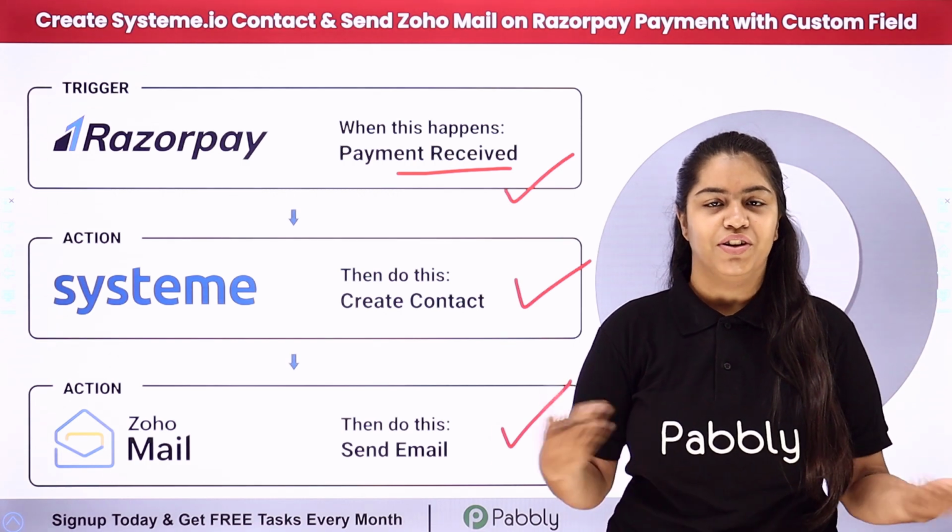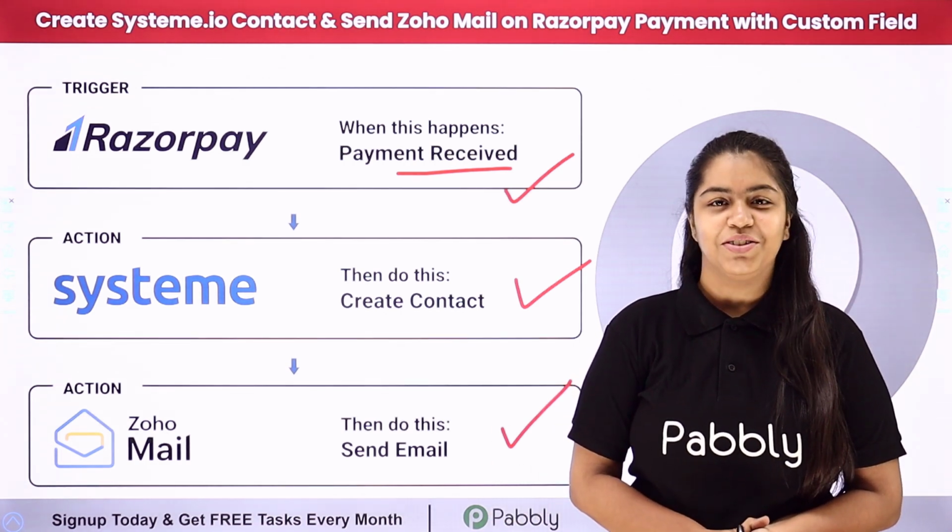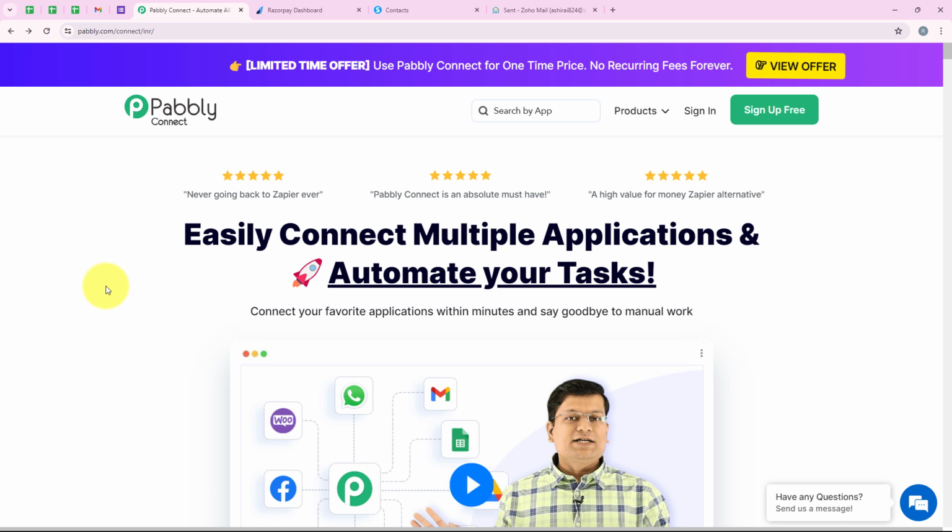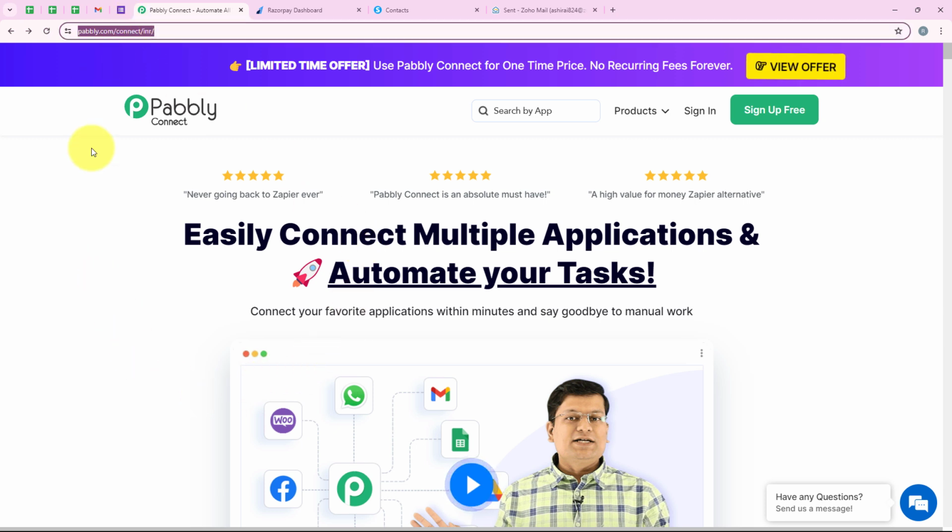So if you also wish to learn this process step by step, follow me through the screen. Welcome to my screen. So as you know, in this video we are going to learn how to create a system.io contact and send a Zoho mail on Razorpay payments with custom fields. So to do this, I've already opened the landing page of Pabbly simply by searching pabbly.com/connect in my browser.